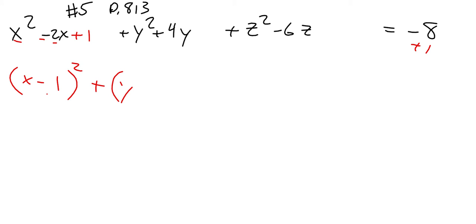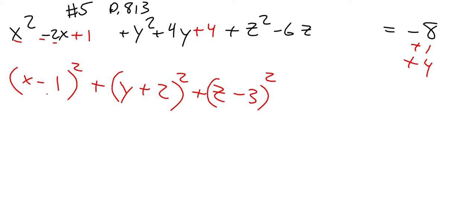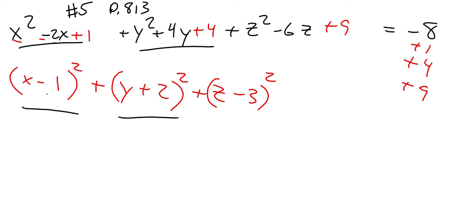Put down y, put down plus half of 4, squared, 4. All right, lastly, the z, plus, this is minus half of 6, 3 squared is 9. And again, if you notice here, if I FOIL this out, I'll get that. If I FOIL this out, I'll get that. If I FOIL this out, I'll get that.